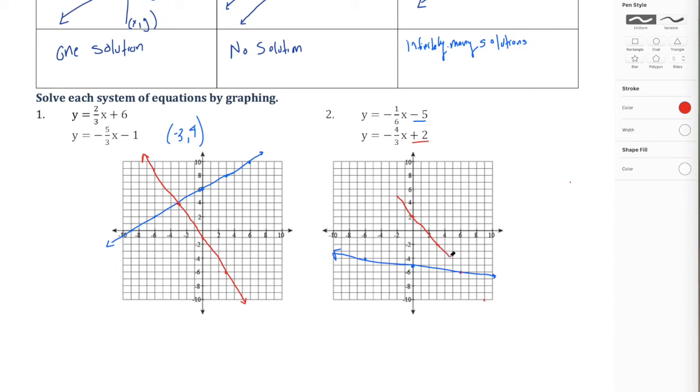So we'll connect these dots to make the second line, and we'll name the place where they intersect, which down here is (-6, 6). Perfect. So that's two examples.